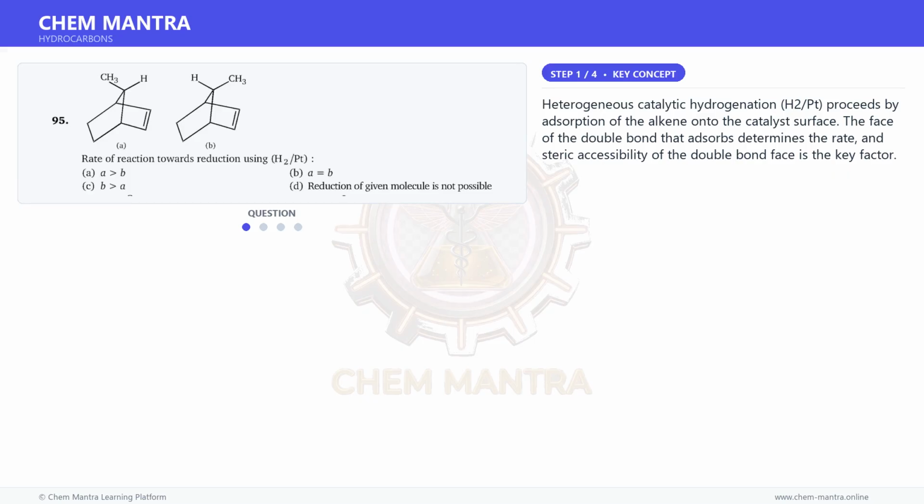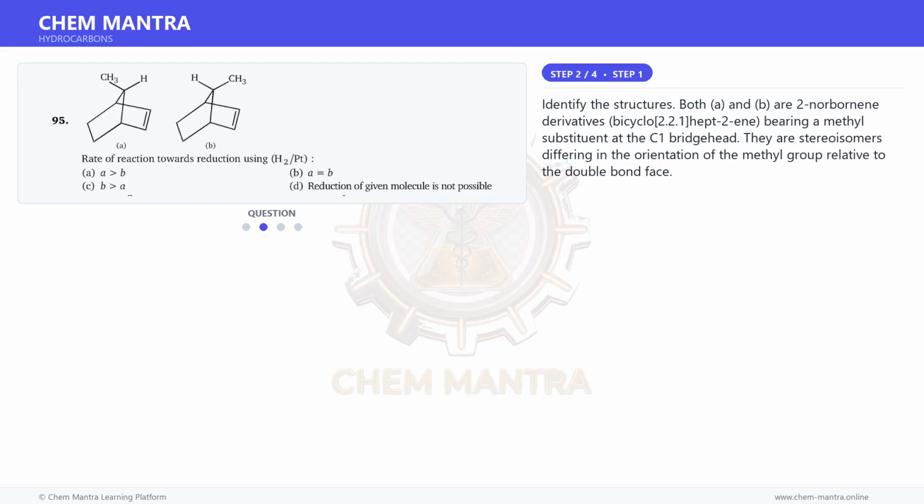Heterogeneous catalytic hydrogenation, H2/Pt, proceeds by adsorption of the alkene onto the catalyst surface. The face of the double bond that adsorbs determines the rate, and steric accessibility of the double bond face is the key factor. Moving on to the next step.